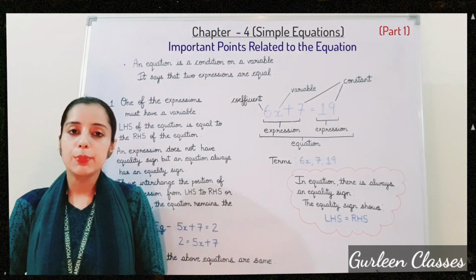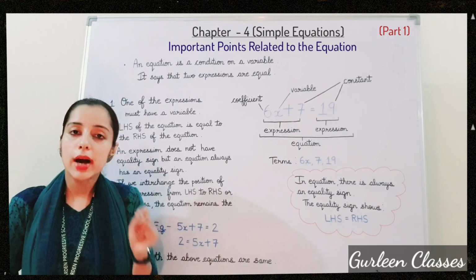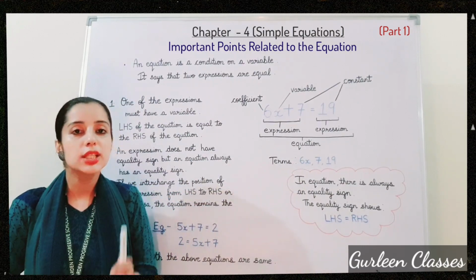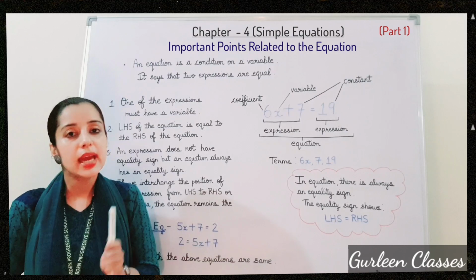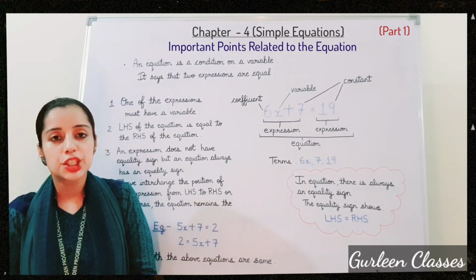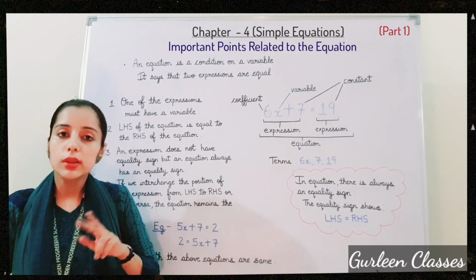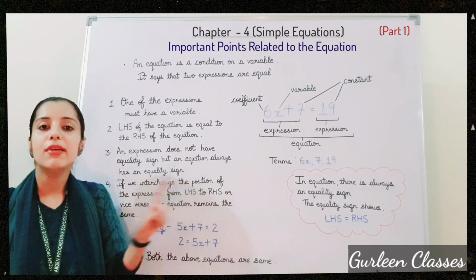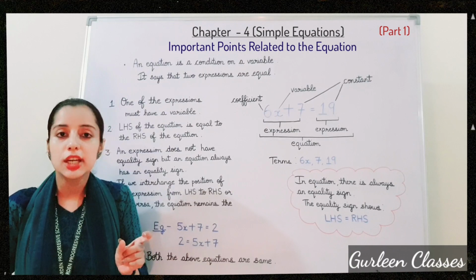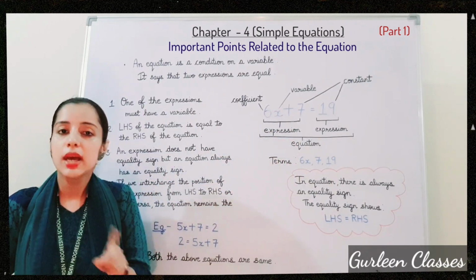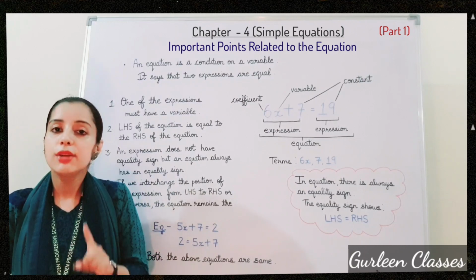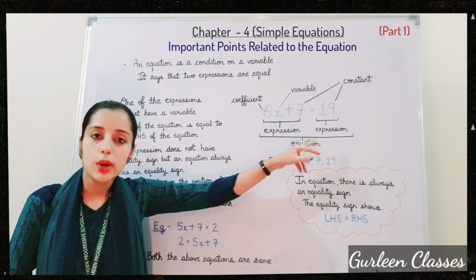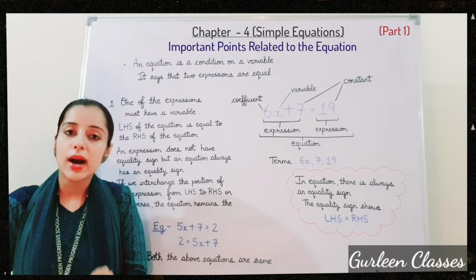So now let us discuss important points related to the equation. Number one, one of the expressions must have a variable. So here we have two expressions. One of the expressions, 6x plus 7, has a variable x. Number 2, LHS of the equation is equal to RHS of the equation. Both the sides LHS and RHS should be equal. Number 3, an expression does not have an equality sign. आप जब भी कोई expression लिखते हो, 6x plus 7 is an expression, it does not have an equality sign. But whenever you write an equation it has an equality sign. So this 6x plus 7 is equal to 19, it is an equation and it has an equality sign.